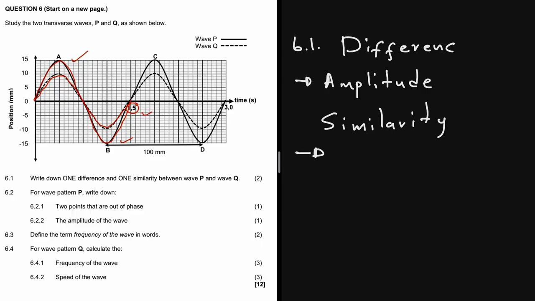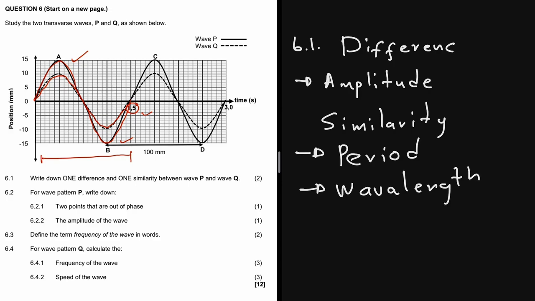So we are going to say the same thing is the period. Automatically, when they have the same period, they are going to have the same wavelength, because the wavelength is just the entire distance to complete one wave. So they're going to have the very same distance as they have the same period. You can also say the wavelength is similar in both waves P and Q.